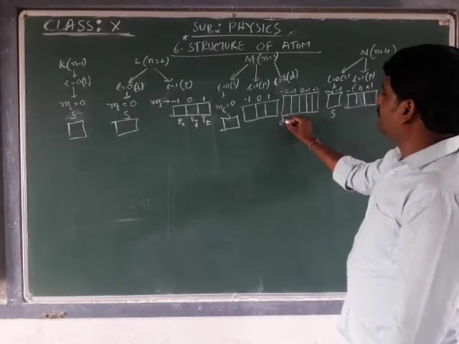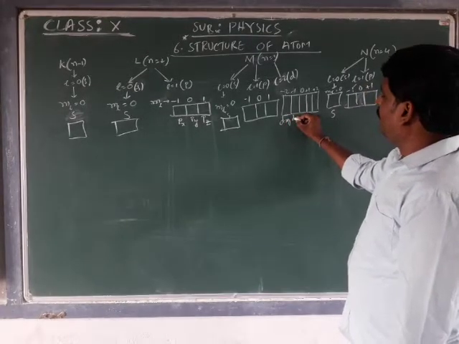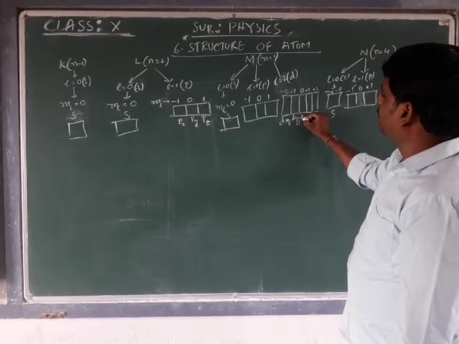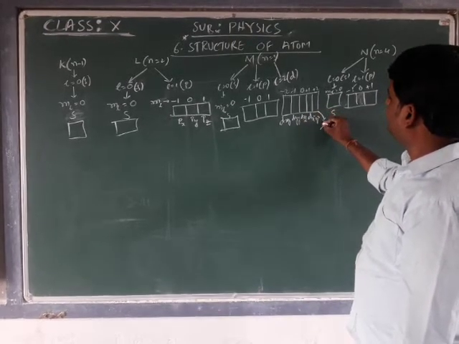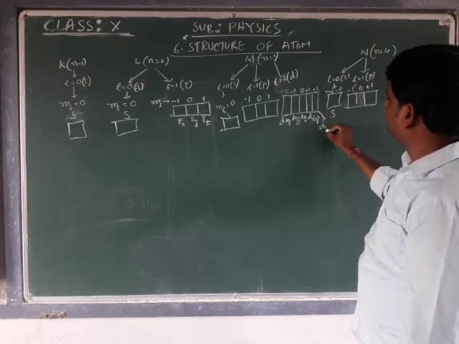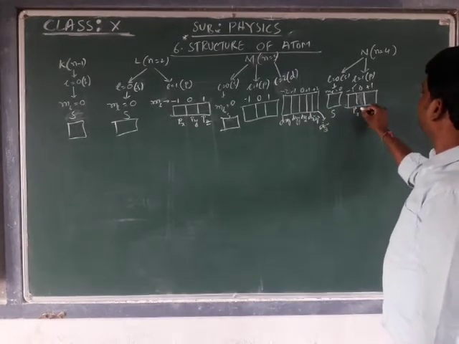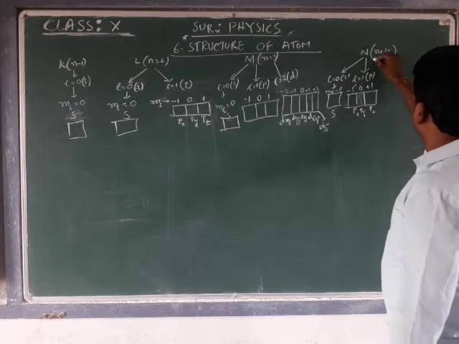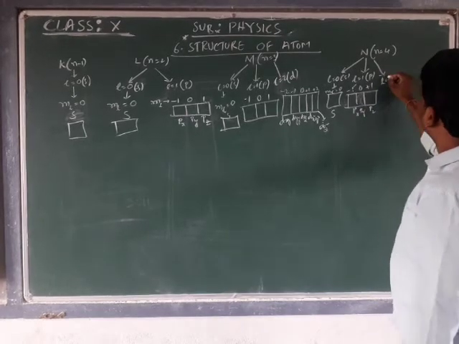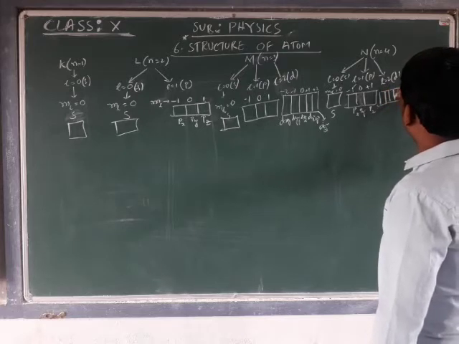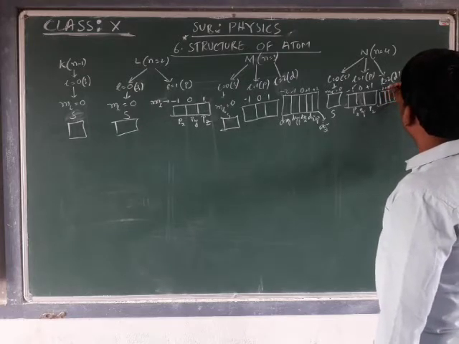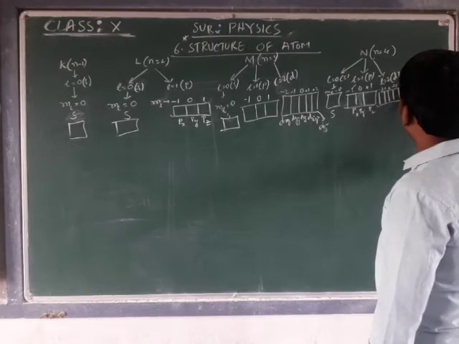These are dxy, dyz, dxz, dx square minus y square, dz square. These are px, py, pz. For L equal to 2, that is d, there will be 5 orientations: minus 2, minus 1, 0, plus 1, plus 2.